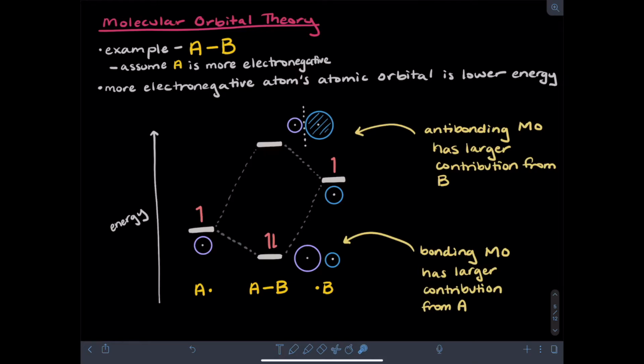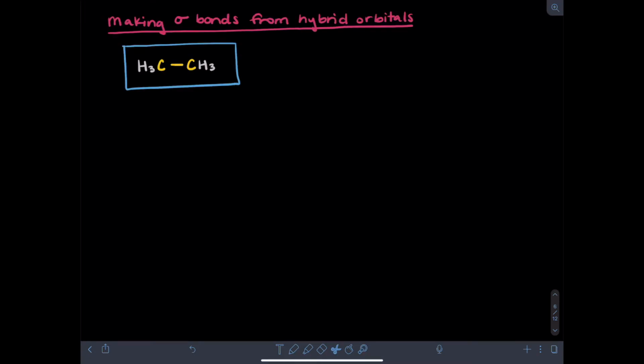So how this differs from the hydrogen molecule is that our atomic orbitals starting out are staggered, and this is going to make the lobes of our molecular orbitals different in size. Now we're going to imagine making a sigma bond from hybrid orbitals rather than atomic orbitals. This isn't true molecular orbital theory. We're taking some shortcuts here, but it's going to make it a lot simpler. The molecule we're going to look at is ethane, and we're going to ignore the hydrogens completely and just look at the carbon-carbon sigma bond.